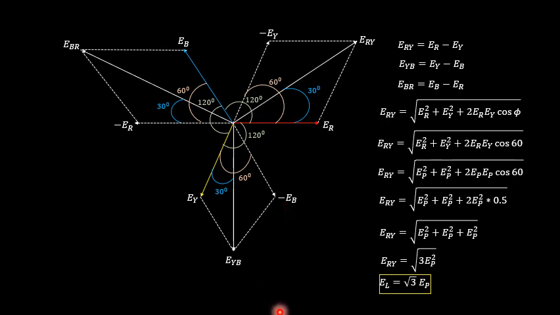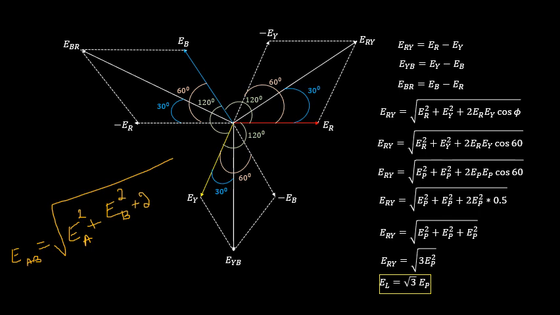By that particular law, it is stated that whenever I am having an equation of this kind, that is EAB, the voltage in between A and B, it is represented in terms of the equation EAB equals EA square plus EB square plus 2 EA EB cos phi.